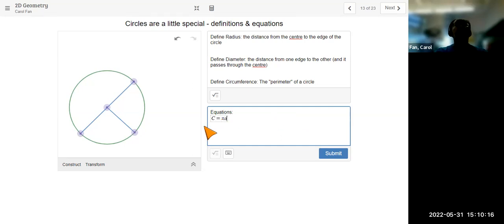So if you're typing in Desmos and you want the symbol pi, if you're in the math type, you can just type pi and you would get pi. Another equation, since we know that the diameter is equal to 2 radii, we could say that it is 2 pi r.